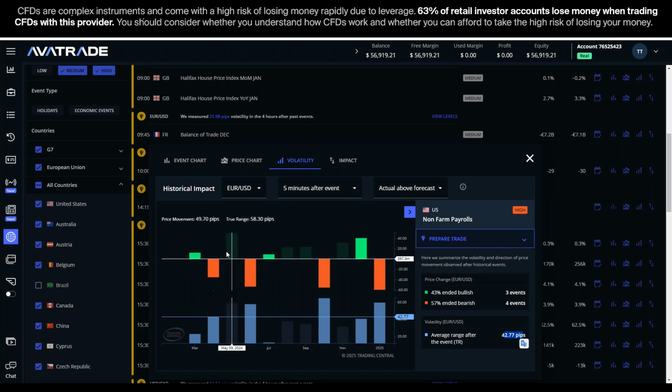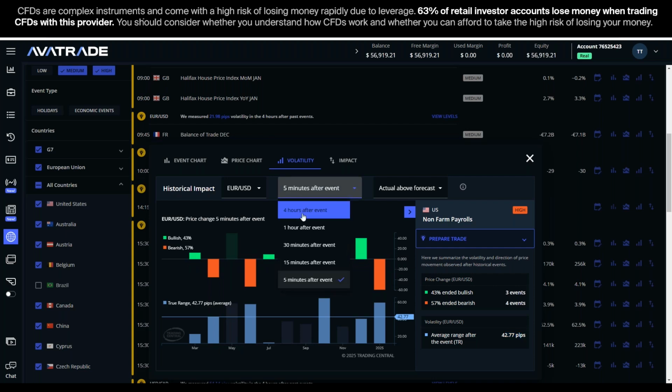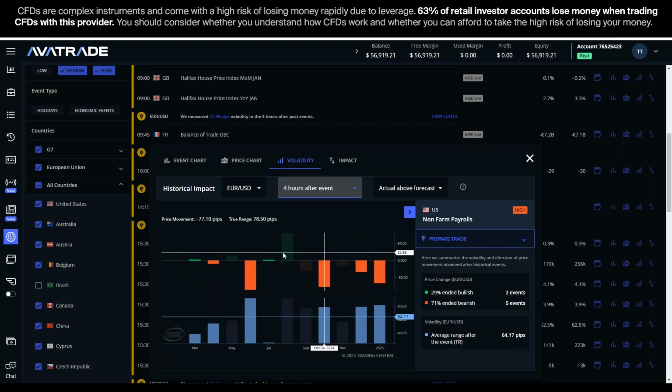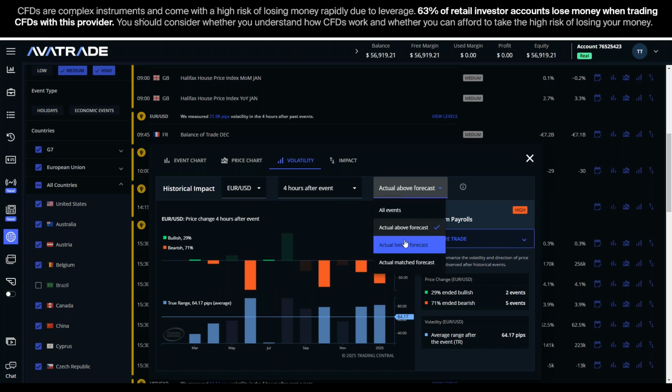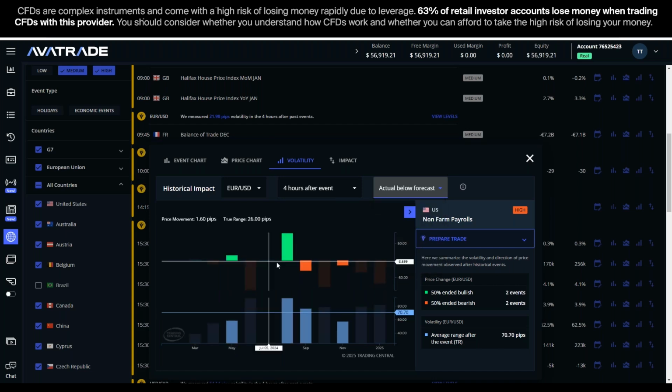or they've dropped only 5 or 10 pips, in the past you would have been a winner, because after 4 hours they were either flat or down tremendously when the numbers come in above forecast. Again, I wouldn't be looking to trade if this came in below forecast, simply because the data in the past is iffy. 2 times it went down, 2 times it went up in those 4 hours that followed.